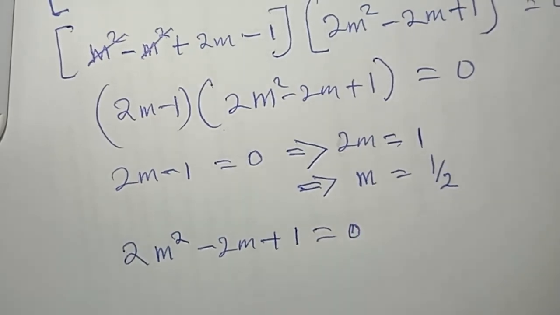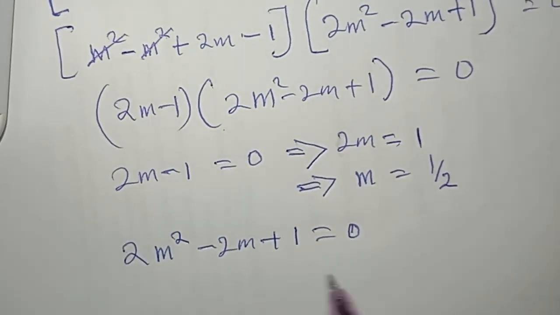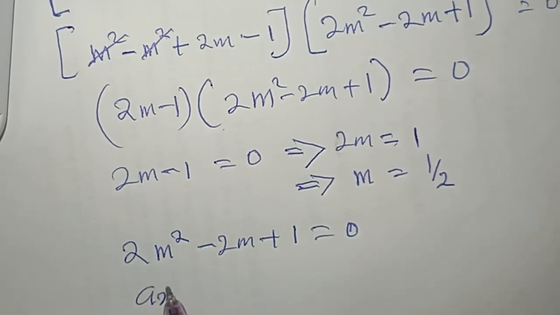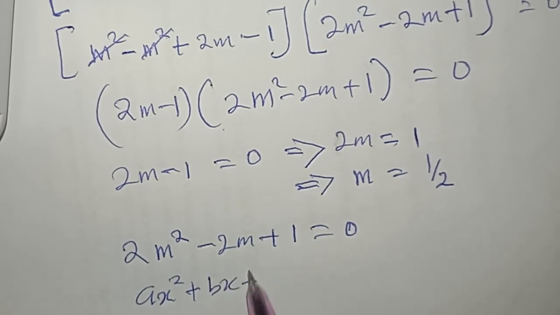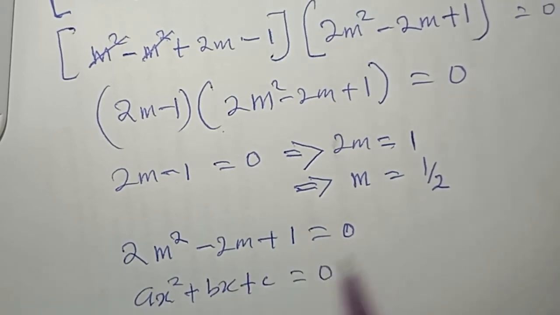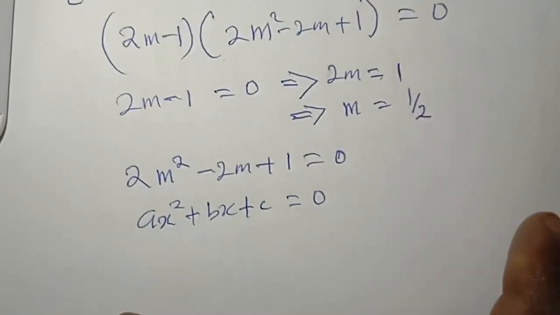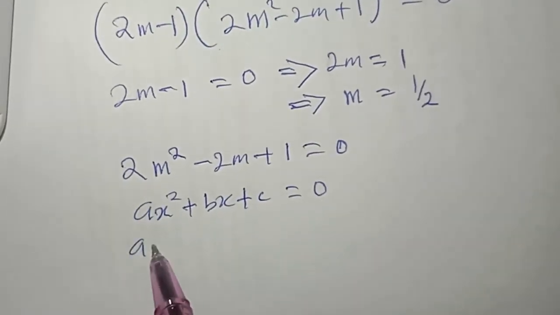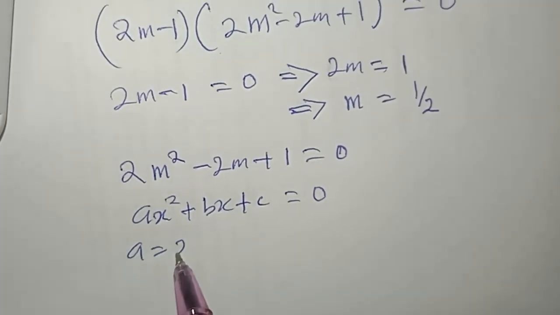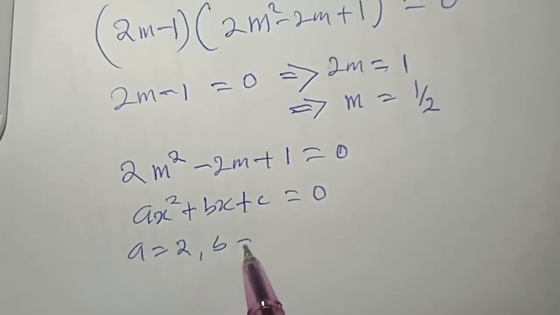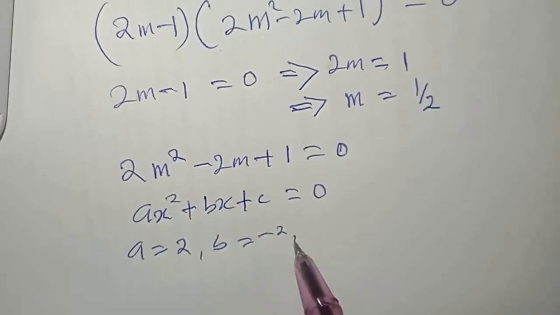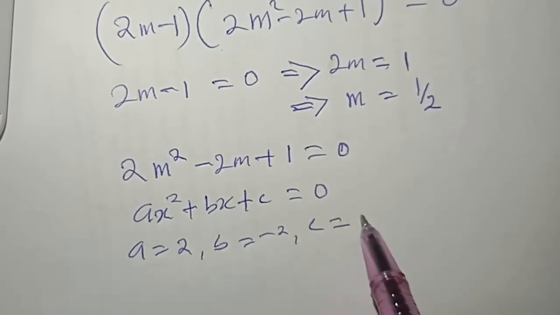Okay, I'm going to use the formula method to solve this. And of course, if you compare this with the general form of a quadratic equation, ax squared plus bx plus c is equal to 0, you can see that a is equal to 2, b is equal to minus 2, and c is equal to 1.